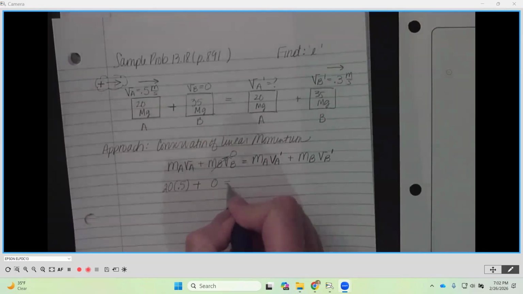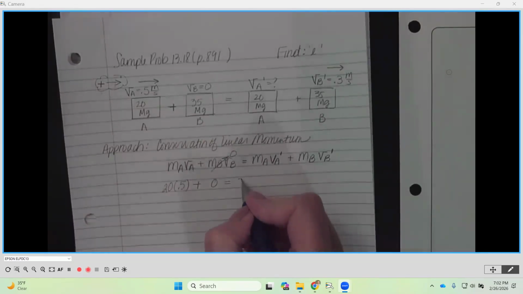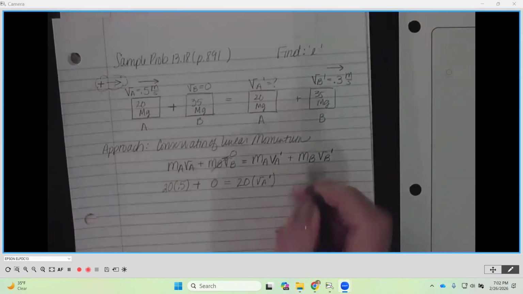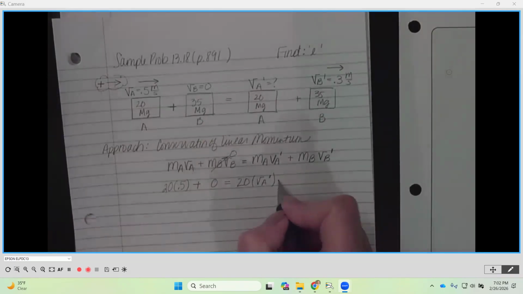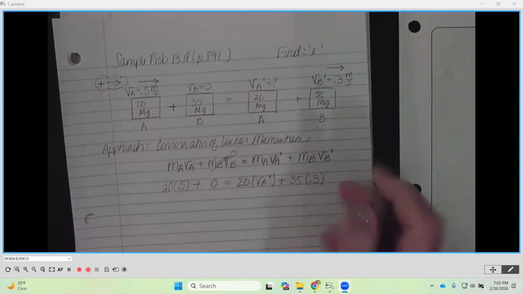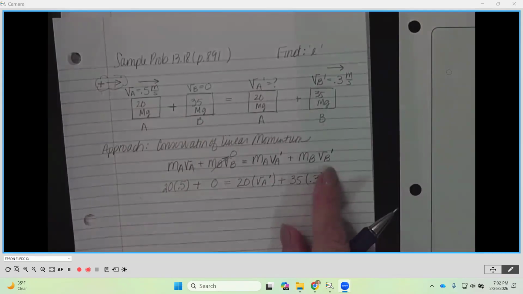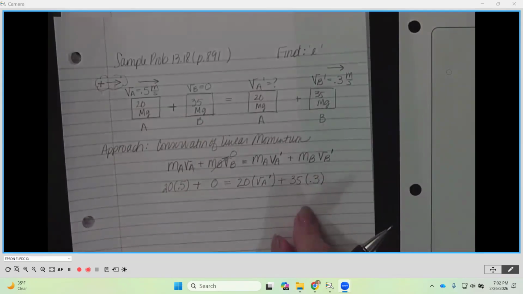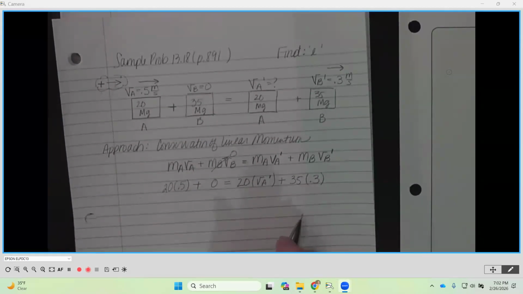Okay. It's going to be equal to mass A, which is going to be our 20 again, but we don't know what the velocity of A prime is. So this is what we're going to solve for. Plus the mass of B, which is 35, times 0.3 meters per second for the after velocity. Okay. So our only unknown here is our velocity of A prime. So let's go ahead and solve for that value.